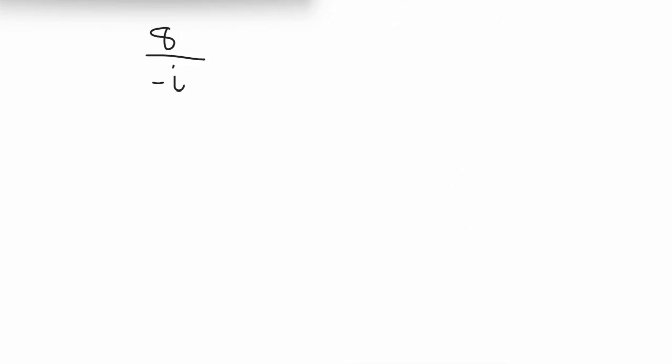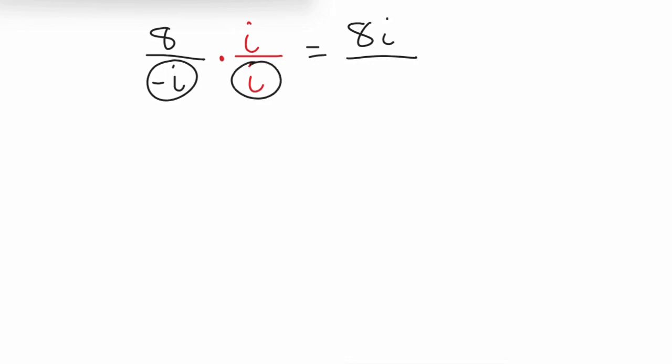You can also rationalize complex or imaginary numbers. For rationalizing these types, you just change the sign of the imaginary part. This one only has an imaginary part, so I'm just going to multiply by positive i over positive i. 8 times i is 8i. Negative i times i is negative i squared.